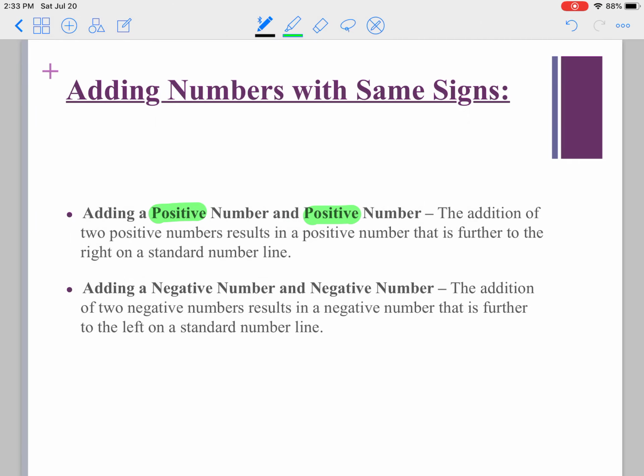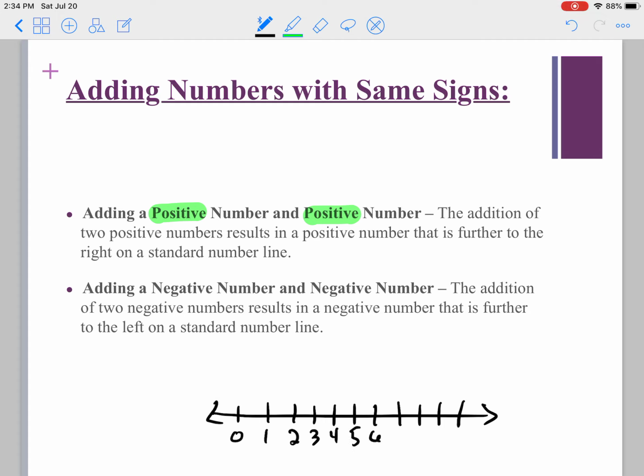So let's think about what that means. We talked about the number line in Unit 1.1, but let's just think about it. If we have a number line, and we're only dealing with positive numbers in this case, let's go 0, 1, 2, 3, 4, 5, 6, 7, 8, 9, 10. And what this is saying is if I add two numbers that are positive, so let's just choose two of these numbers to add. So I'm going to add, let's say 2, and I'm going to add 5.